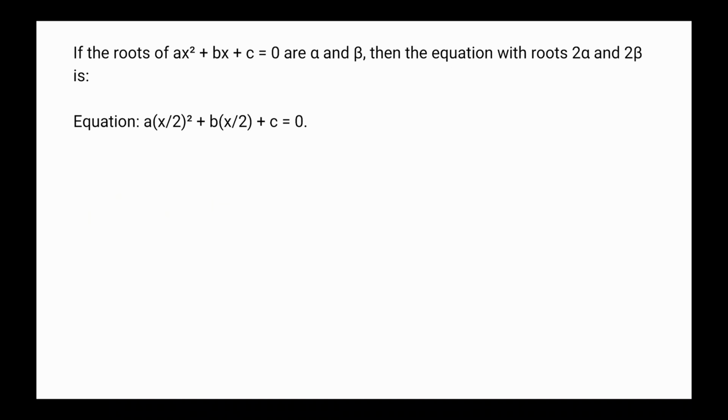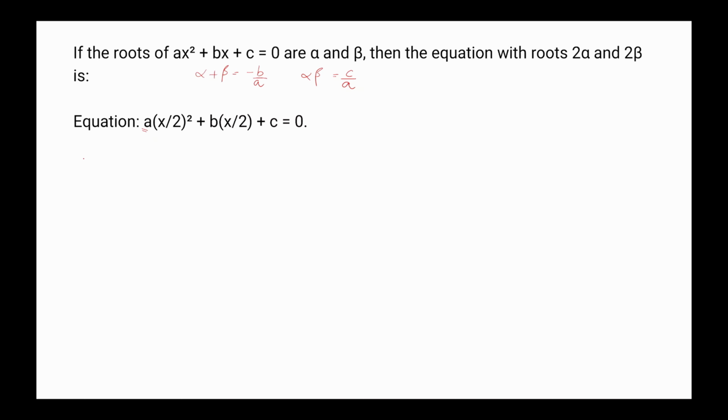Let's look at this example. For instance, if the roots of ax square plus bx plus c are alpha and beta, that means this equation has roots alpha and beta. So from here what we can say, simply alpha plus beta would be minus b by a, and alpha into beta would be c by a. Then the equation which has roots 2 alpha and 2 beta is, now how can we find out this equation? This is the equation that we need to find out. I'll also give you the shortcut trick how you can find out this equation.